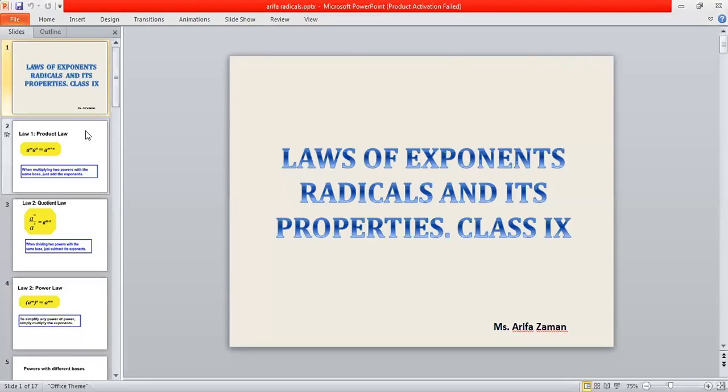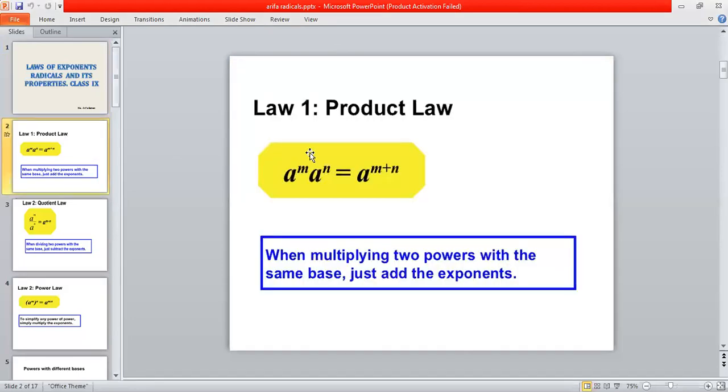Now, first of all we will discuss the laws of exponent. Now the first law is a to the power m multiplied by a to the power n, it is equal to a to the power m plus n. It means if the bases are same and they are multiplied with each other, then their powers should be added. When multiplying two powers with the same base, just add the exponents.